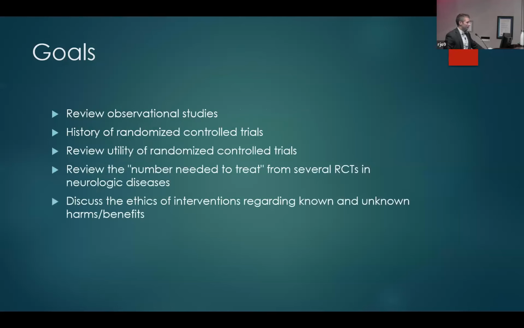So today I wanted to go over different observational studies, a little bit of the history of randomized trials when they started. They're actually very young in the history of biomedicine, and talk about how they benefit us in epidemiology and how they're different from some other studies. And then talk about effect sizes, the number needed to treat, and go over some landmarks, some lesser known studies in different subspecialties in our field, and then finish with a little bit of ethics and counseling of patients regarding known and unknown harms and benefits of different therapies or interventions.